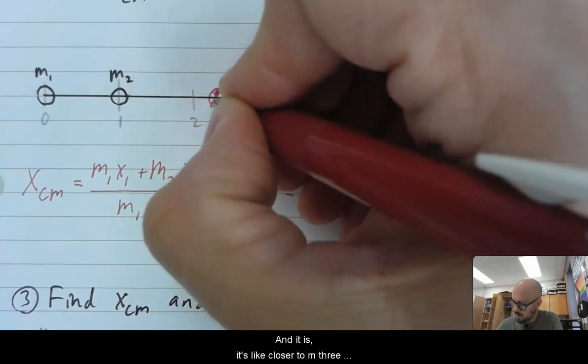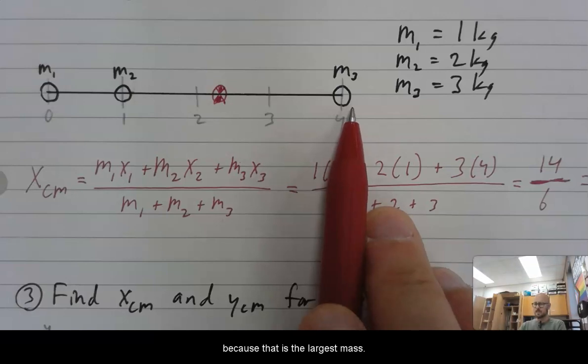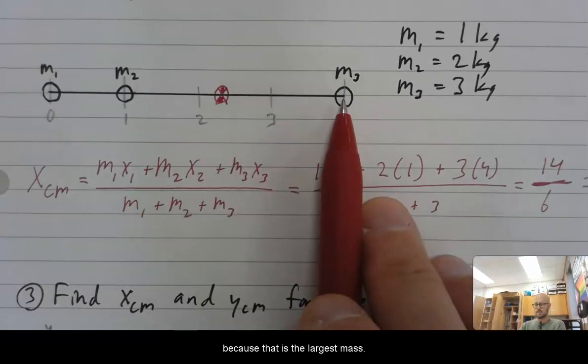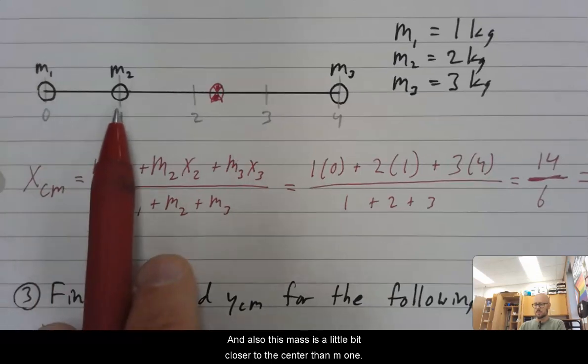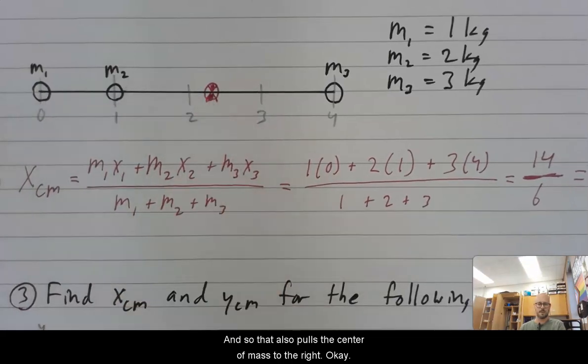And it is. It's closer to M3 because that is the largest mass, and also this mass is a little bit closer to the center than M1, and so that also pulls the center of mass to the right.